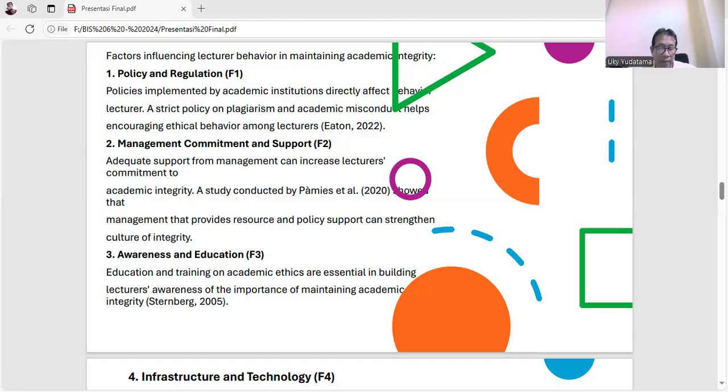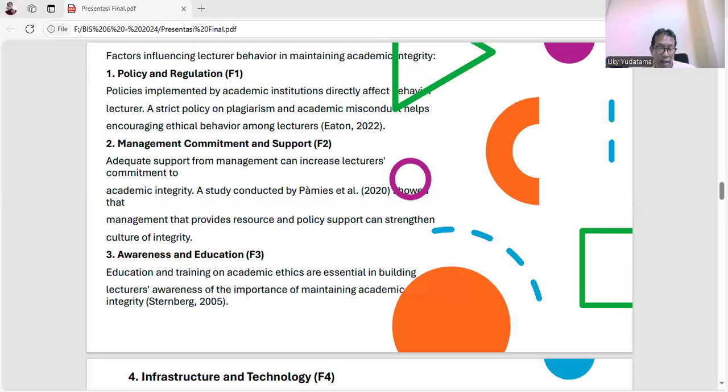5. Business and operational process. Transparent and efficient operational processes are key to preventing breaches in academic integrity. Well-structured procedures ensure clarity and fairness in academic activities, thus minimizing opportunities for misconduct.